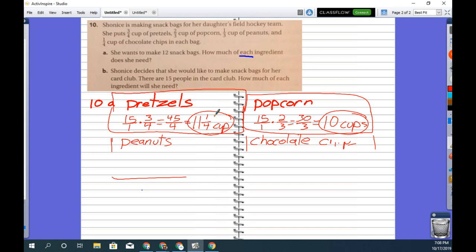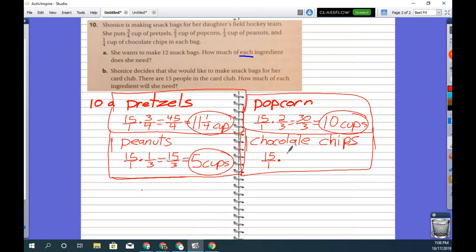Let's move on to peanuts. Peanuts, we're going to take 15 over 1. We're going to multiply that by 1/3. 15 over 3, multiplying straight across. This will give me 5, and I am going to need 5 cups of peanuts. And then finally, we're working with chocolate chips. And for chocolate chips, we're going to take our 15 snack bags over 1, multiplying times 1/4.